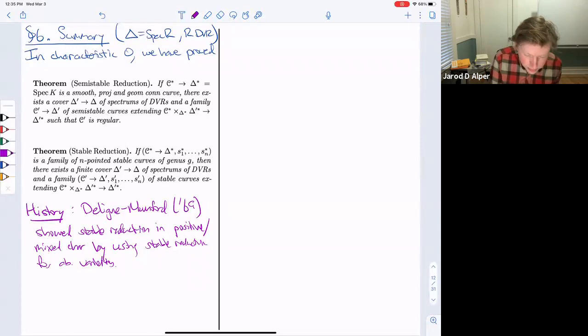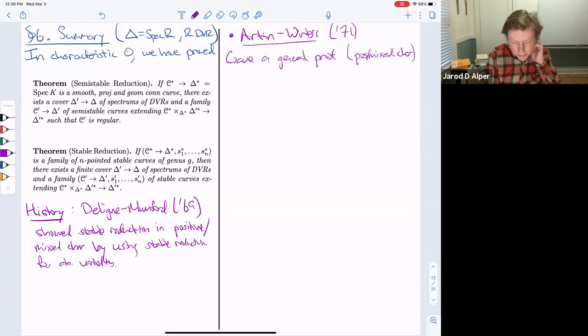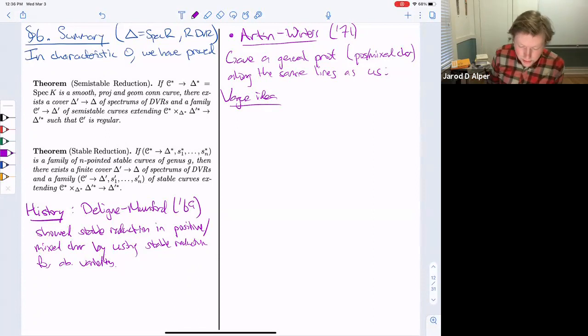And then shortly after, Artin and Winters, this is around '71, they gave a proof again that works in positive or mixed characteristic, vaguely along the same lines as what we presented. Namely, here's just a very vague idea, and I would encourage you to look at their paper, or you can read about this in the Stacks project. There's a very nice exposition there with a much more detailed reference list, including a variety of other articles covering stable reduction.